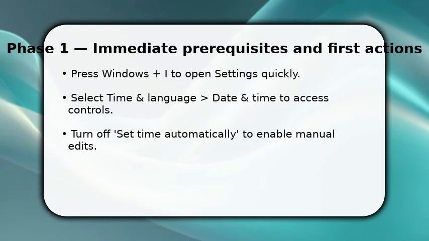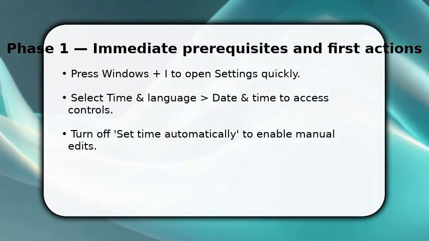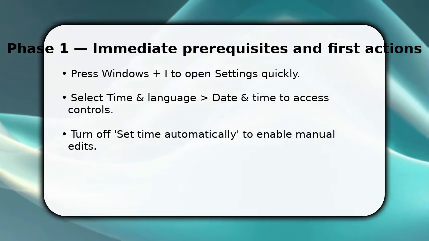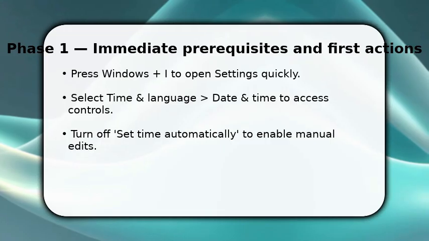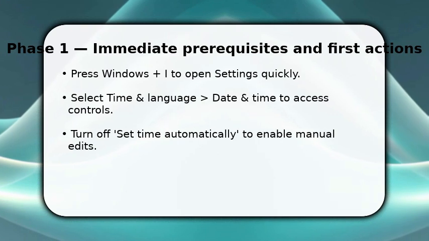Make sure to toggle off Set Time automatically. Without that, the manual fields are locked. After disabling Automatic Time, the Change button appears. Click it to reveal the date and time fields. This step makes the inputs editable, so you can move to precise adjustments in the next slide.